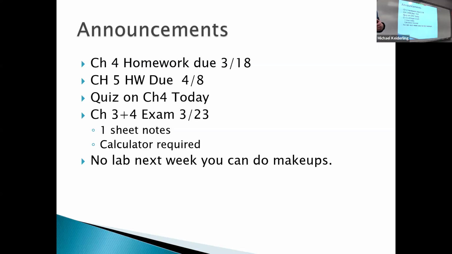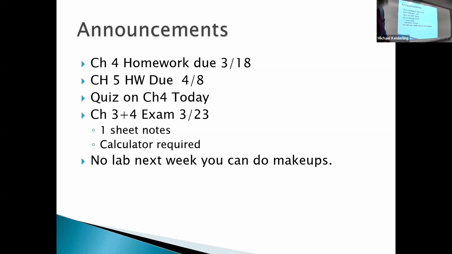The chapter 3 and 4 exam will be on Monday next week. We will not have a lab that day, but you can do makeups if you need to make up any labs. On all quizzes and labs, you get one sheet of notes, and you need a calculator. I have calculators you can borrow.